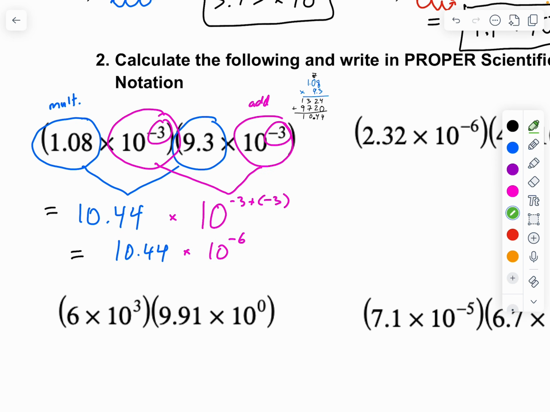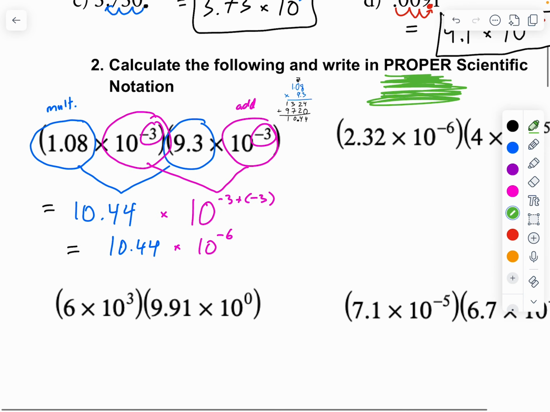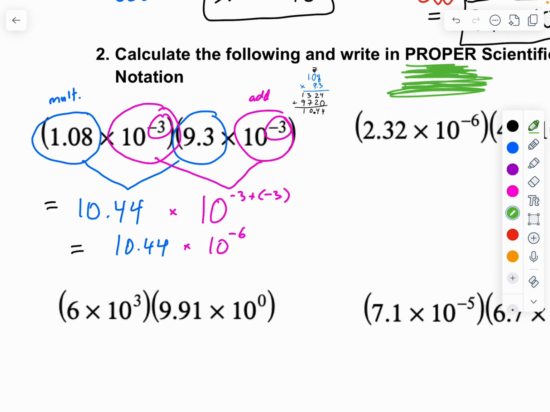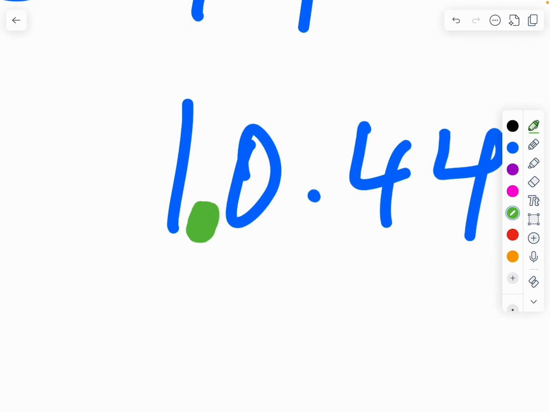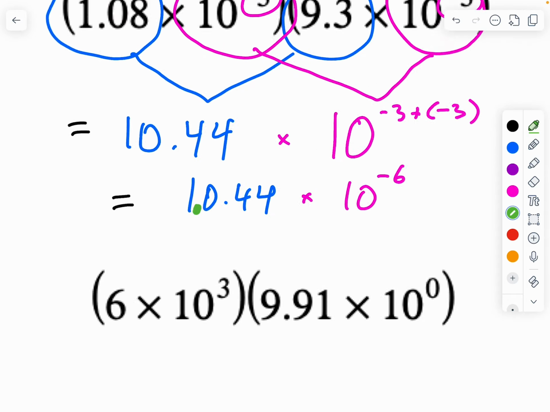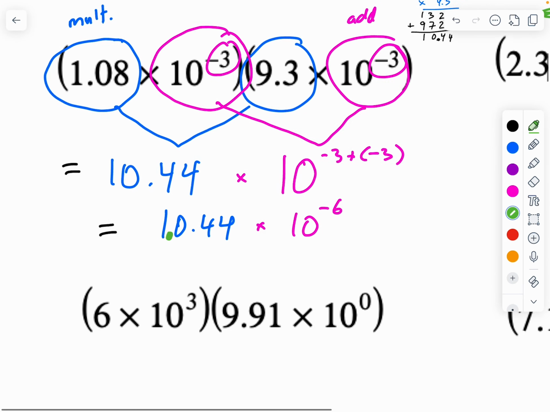Okay, is that proper form? No, it's not proper scientific notation. So, do you remember how to change it to scientific notation? If you don't remember, let me show you. Where does the decimal need to be? It needs to be right there. I'll zoom in super close. Okay, not that close. The decimal needs to be right there. Where was it? It was over there. So I'm going to point the arrow to where it was.